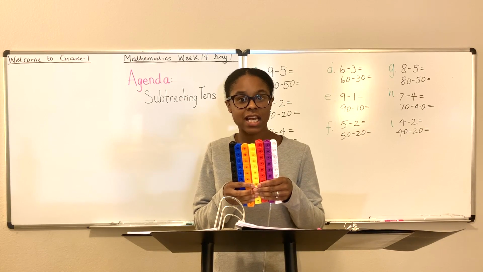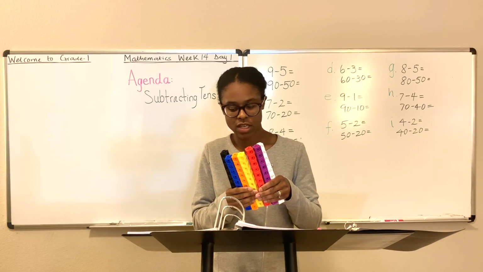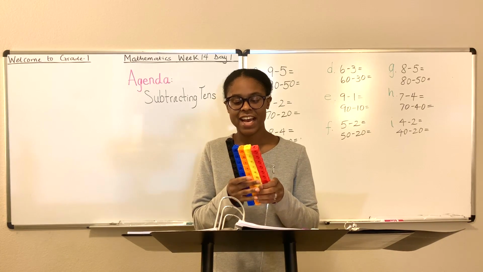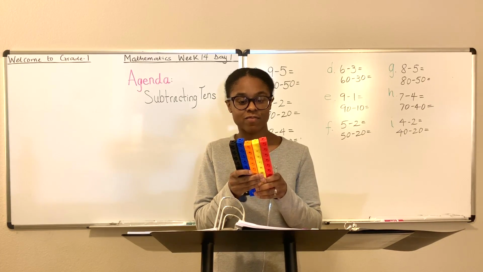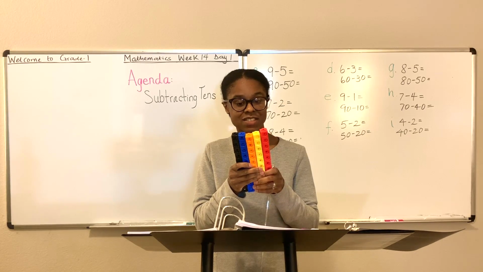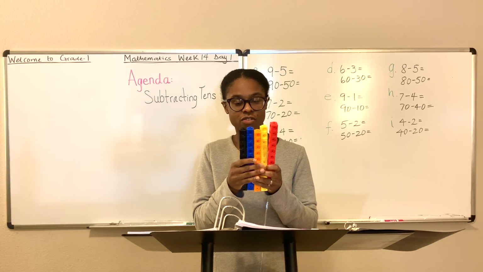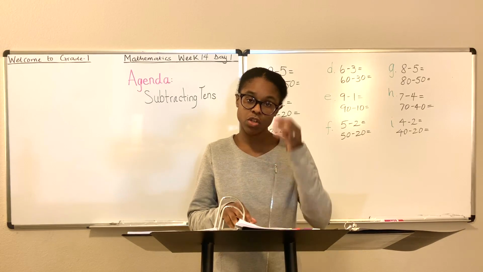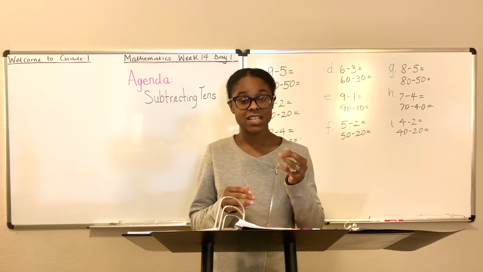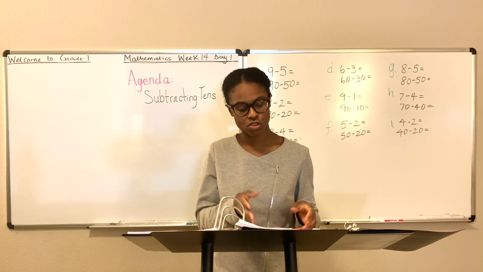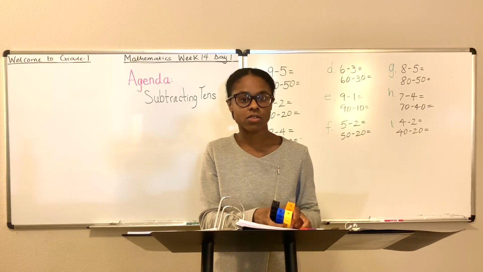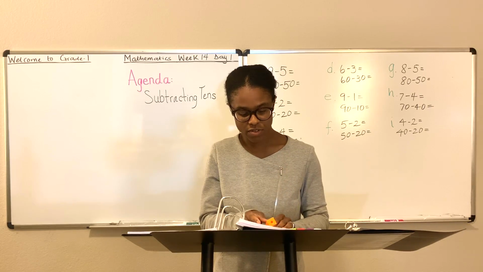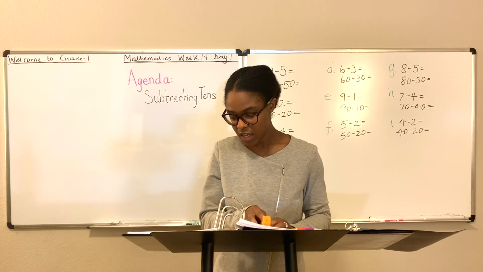What we're going to do is take 2 tens away. So we're going to take away 2. And how many tens do we have remaining? We have 5 tens. 1, 2, 3, 4, 5. So 7 units minus 2 units is 5. 7 tens minus 2 tens is also 5. Okay. 7 minus 2 is 5. Perfect. Good job.